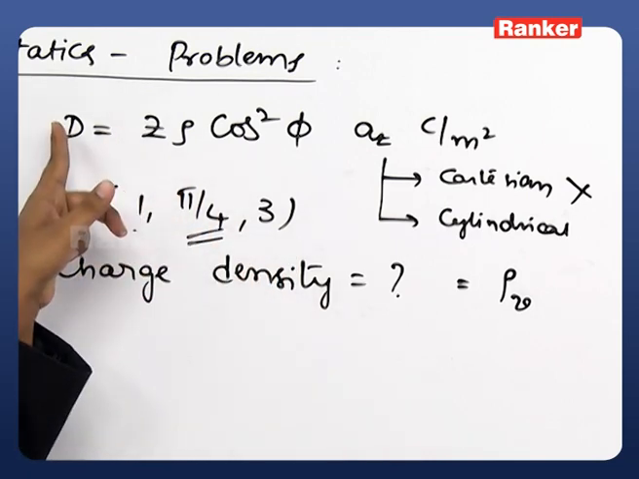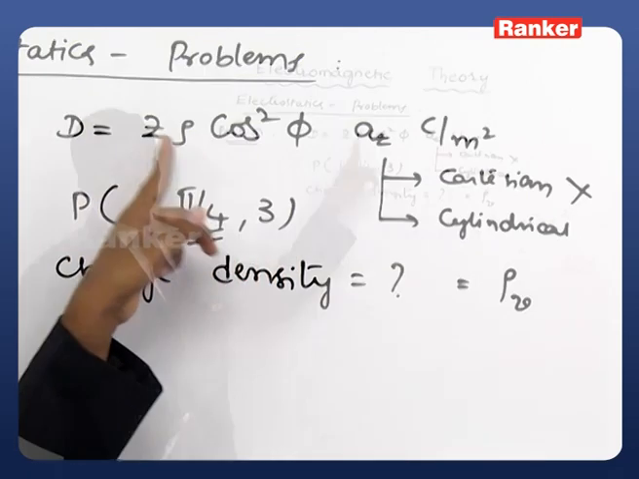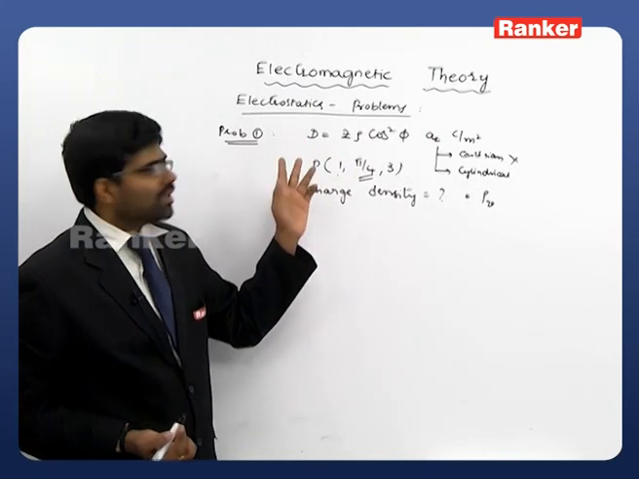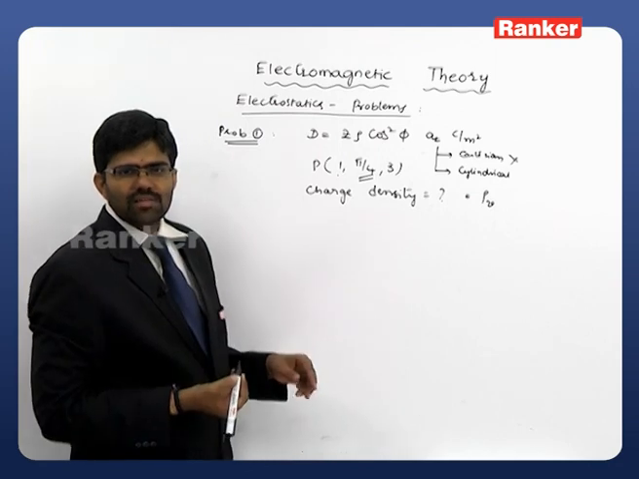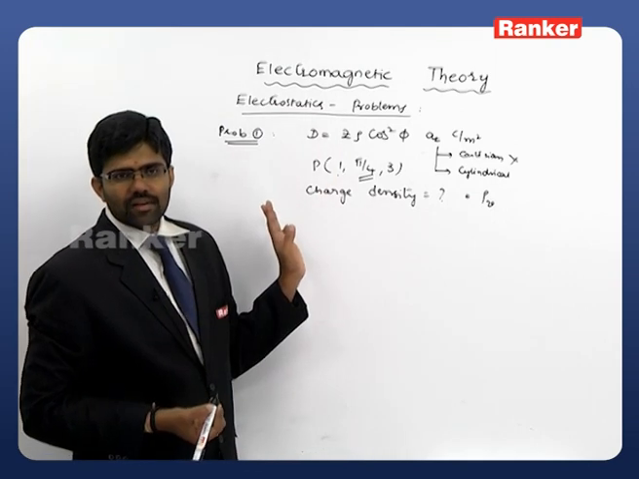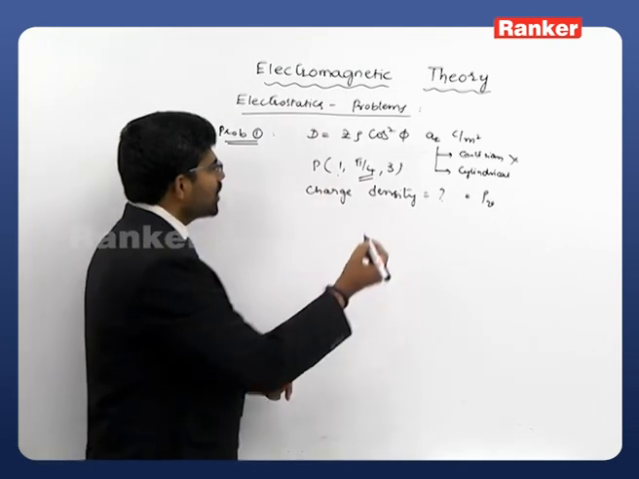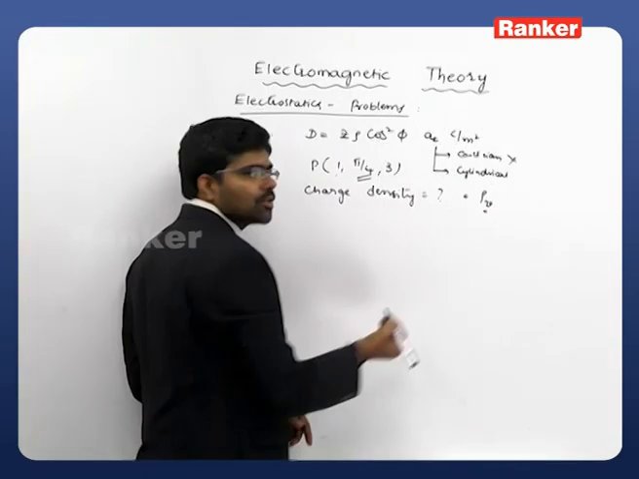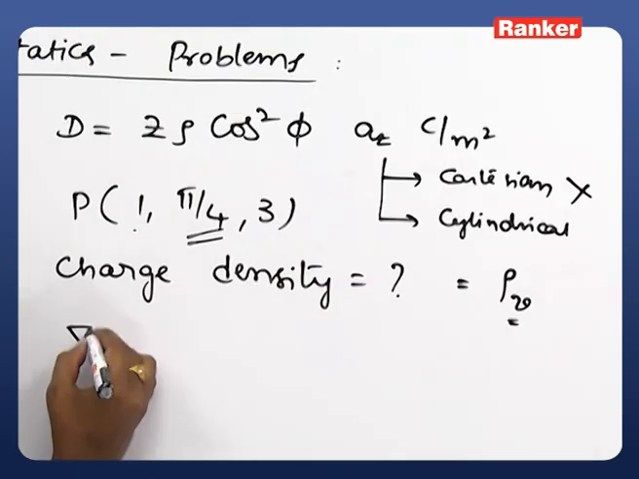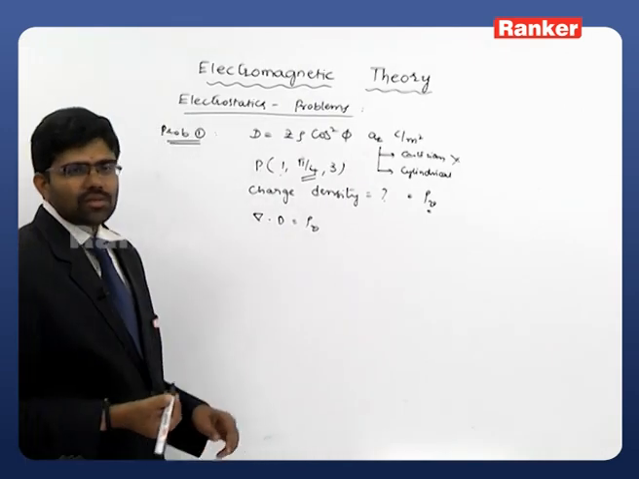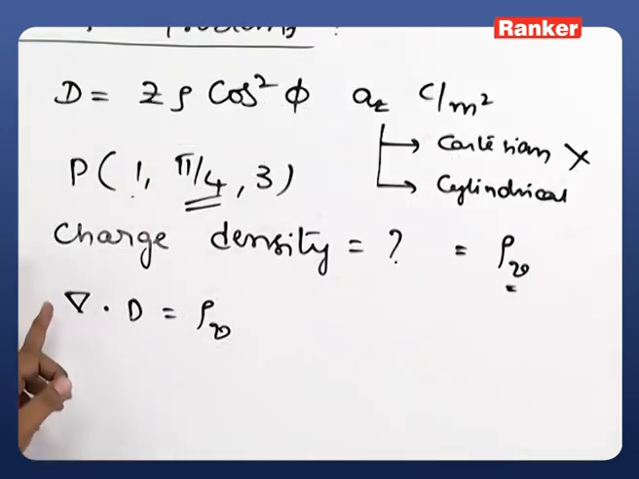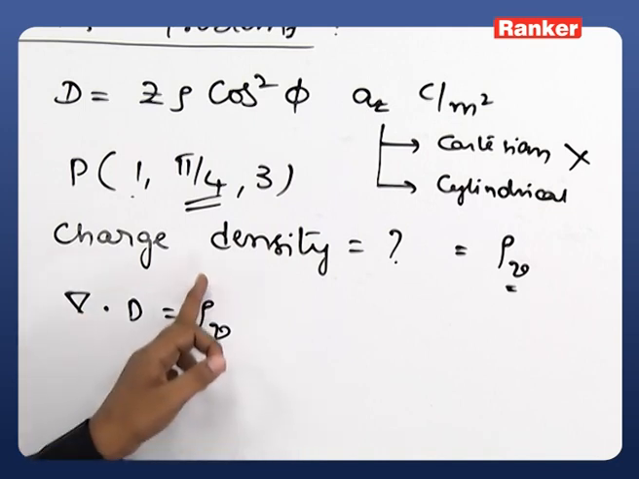Therefore we are supposed to take this D also in the cylindrical coordinate system, which already has phi, rho, z. With that observation also we can say that it is given in the cylindrical coordinate system. Now, what is the equation related to D and rho_v? Already we know del dot D equals rho_v, the most useful equation, called Maxwell's first equation. Here we have to apply it.